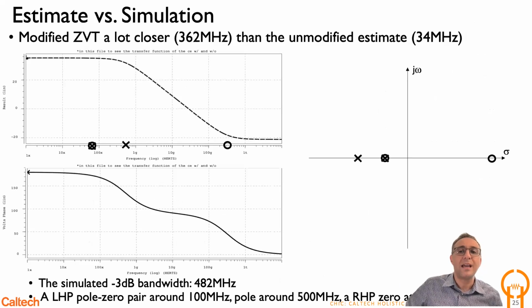And if you look at the simulations, you have a 3 dB bandwidth of 480 megahertz, which is a lot closer to 360 megahertz than 34 megahertz. So you can see that this system.